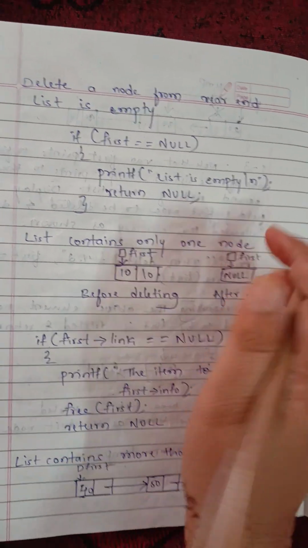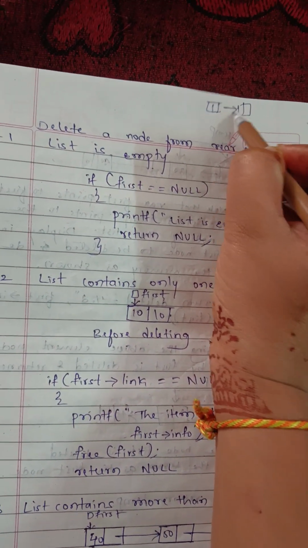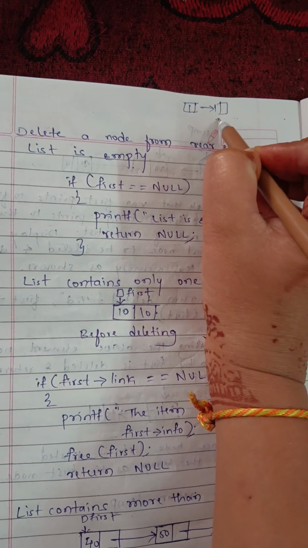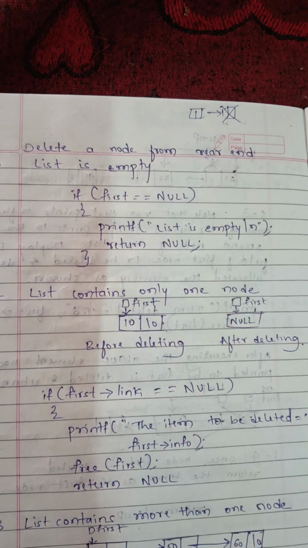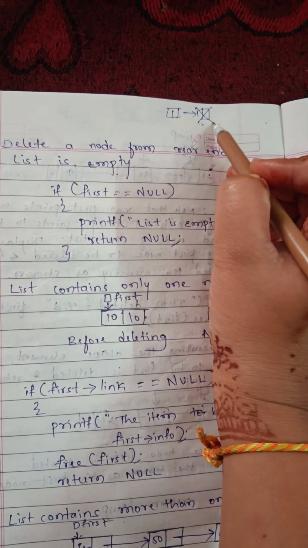Delete a node from the rear end. Rear end means, this is your list, and from the rear means at the last. The last node you have to delete. That is nothing but, from the rear end, you are going to delete from the list.